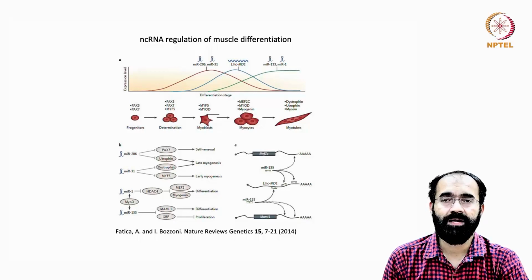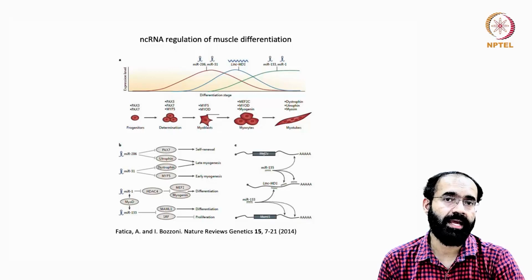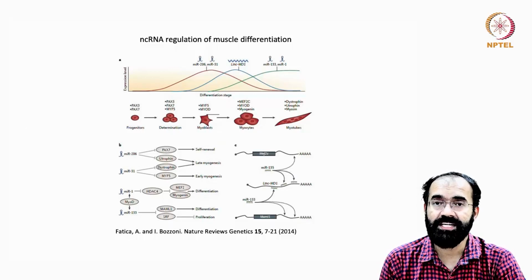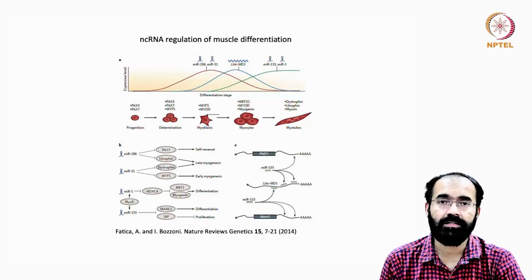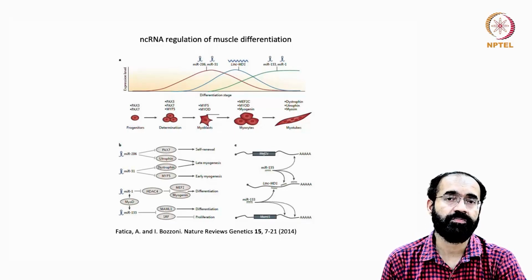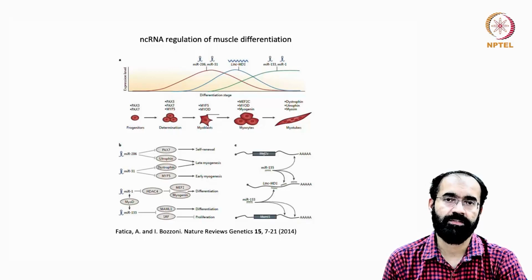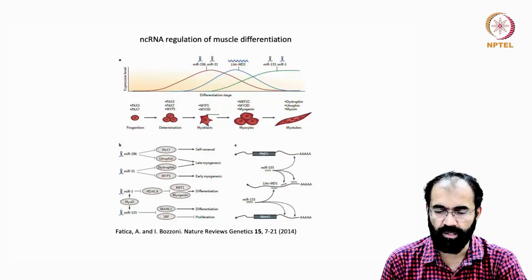So what we should understand is the expression of a given set of genes in the specific window of time, not too early, not too late. That is the hallmark of a normal differentiation or a smooth differentiation for any cell type. So here we are using muscle as an example.